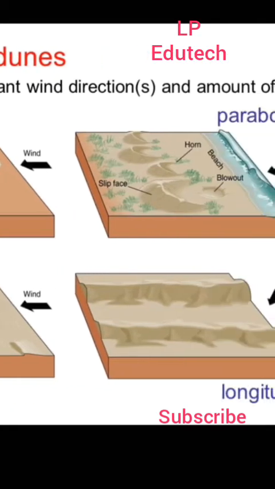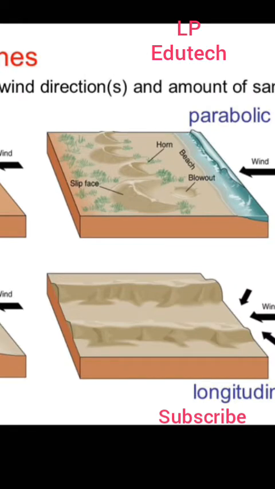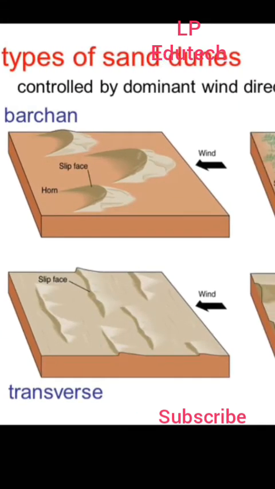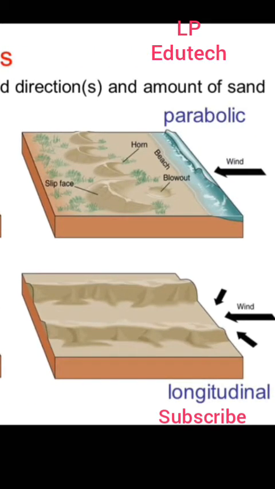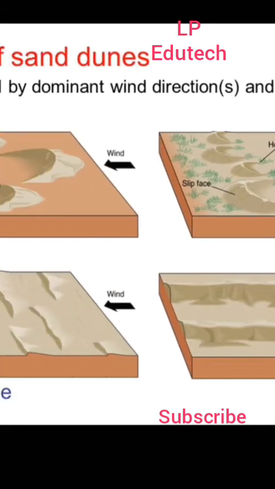In the second form we have the parabolic, with slip face, horn, beaches and blowout. It is on the seashore side. Third is the transverse, short dunes with a slip face. And the fourth one is the longitudinal shape, so it is called longitudinal. So it is affected by the winds. Sand dunes.